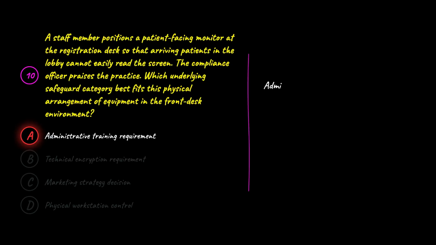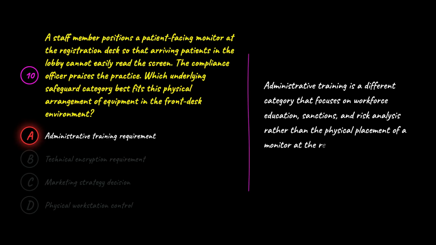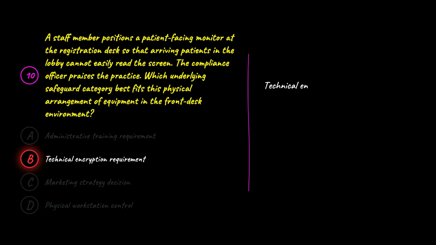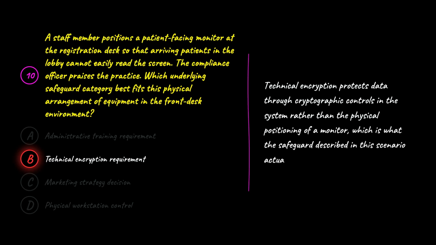A is wrong because administrative training is a different category that focuses on workforce education, sanctions, and risk analysis rather than the physical placement of a monitor at the registration desk in the lobby. B is wrong because technical encryption protects data through cryptographic controls in the system rather than the physical positioning of a monitor, which is what the safeguard described in this scenario actually addresses.